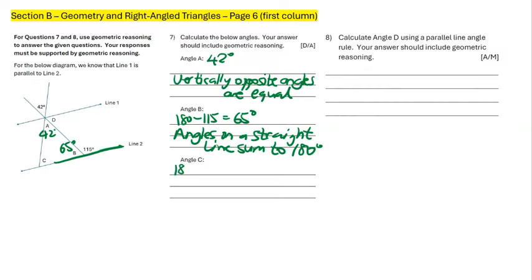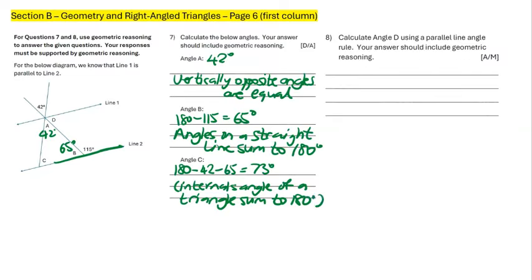So because I'm using the 180 triangle rule, I'm going to go 180 minus 42 minus 65. And when I put those together, that gets me to 73 degrees. And I'm using my triangle rule: internal angles of a triangle sum to 180 degrees.